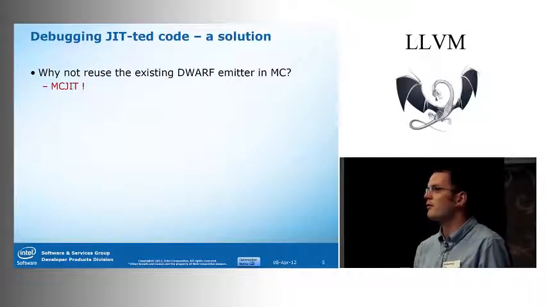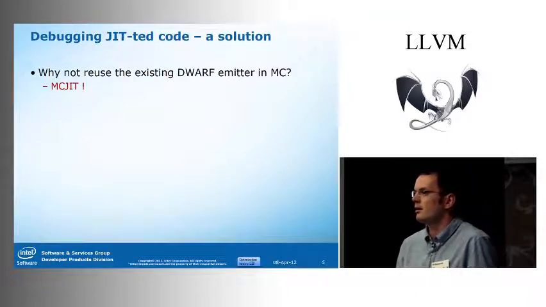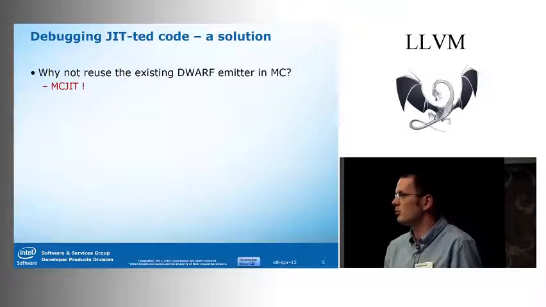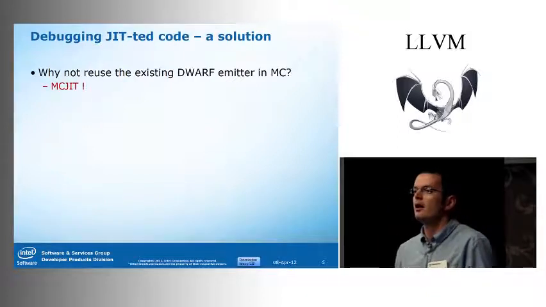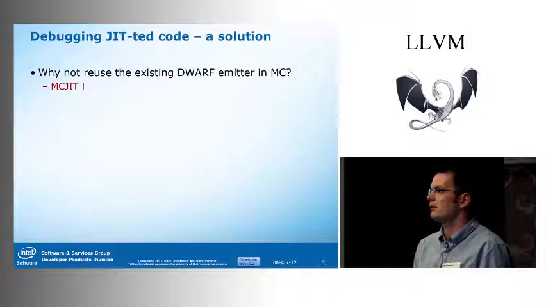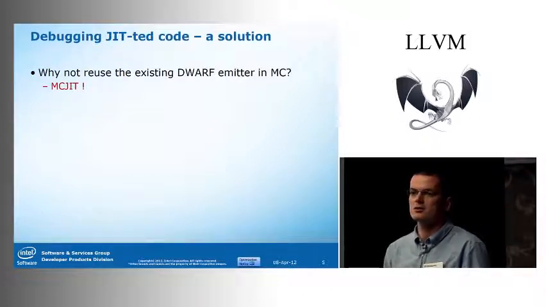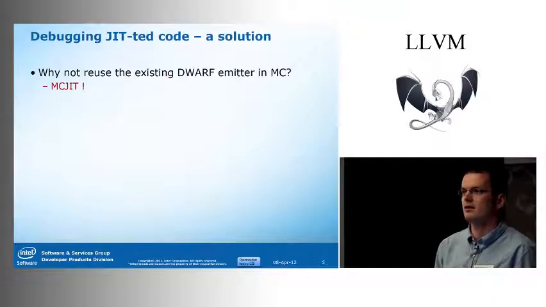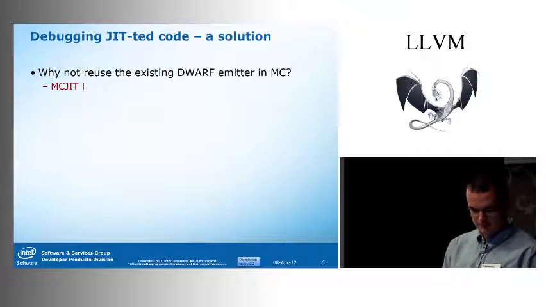in the MC path. Actually, when LLVM functions as a static compiler, it produces code that can be debugged with GDB or LLDB and maybe other debuggers also. So this is mostly what this work is about.